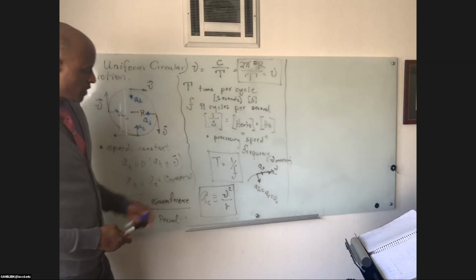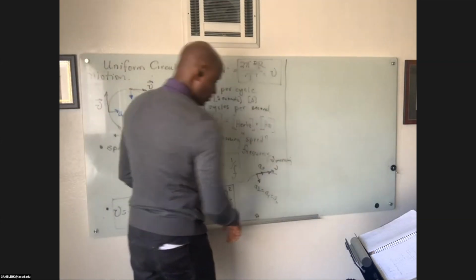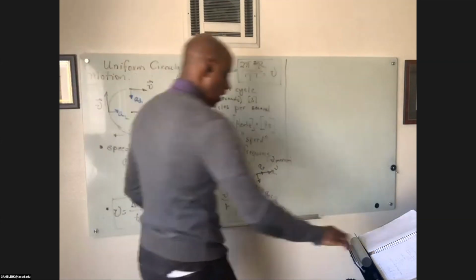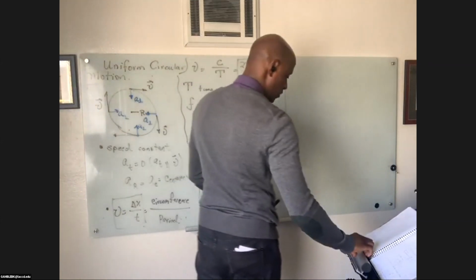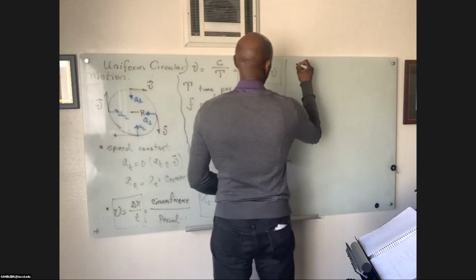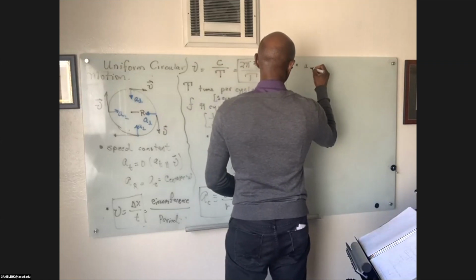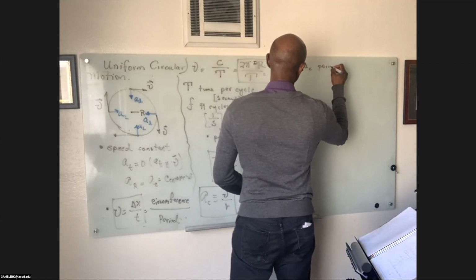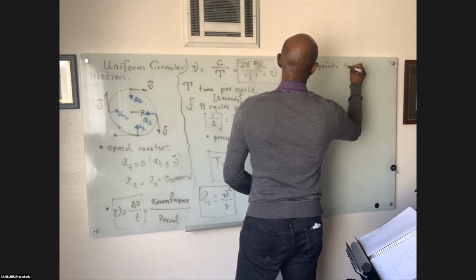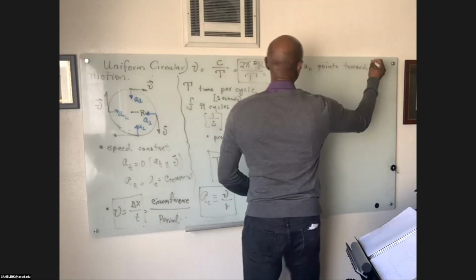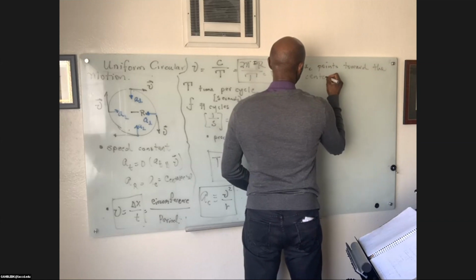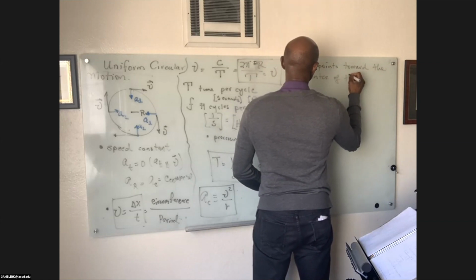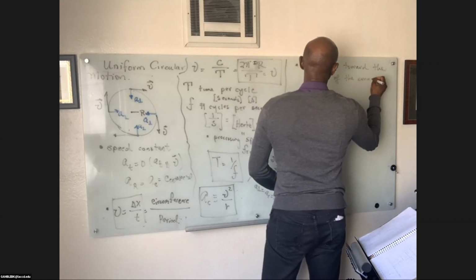So those are the 2 basic properties. The magnitude of centripetal acceleration is v squared over r, and the direction of the centripetal acceleration is always pointing toward the center of the circle. AC points toward the center of the curved path.